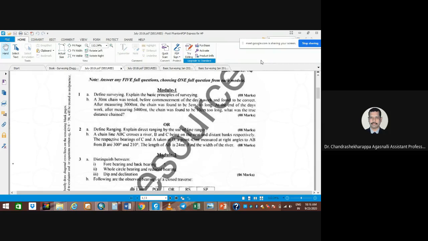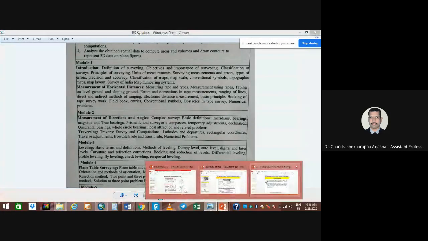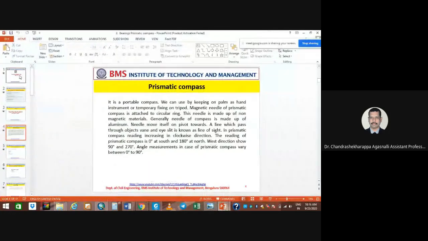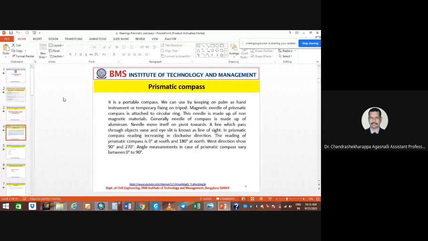Now let's go to the second part, Module 2. In Module 2, what we are going to discuss is the measurement of direction and angles. Angles are nothing but the bearings. That is compass survey basic definitions, meridians, bearings, magnetic and true bearings, and prismatic surveys. Those things we are going to discuss.